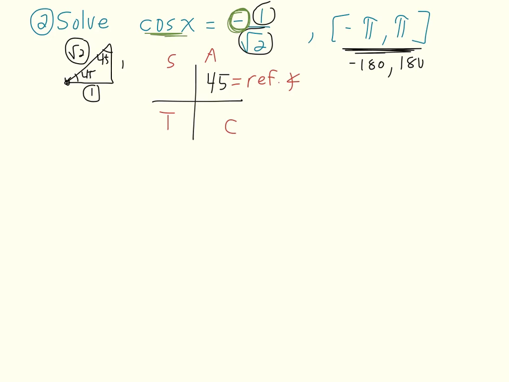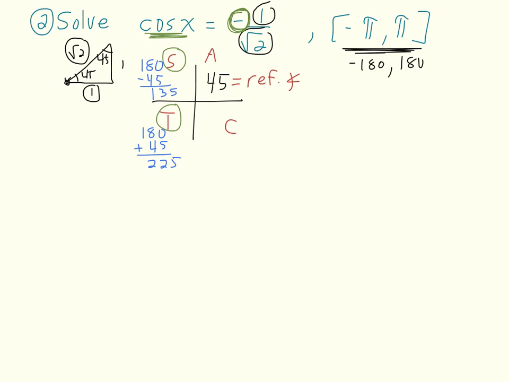So we want to figure out where cosine is negative. Well, cosine is negative in the second and the third quadrants. So we need to find our answers by, in this quadrant, subtracting from 180, so that's going to give me 135. And in this quadrant, we're going to add 180 to the reference angle. So that's 225. Okay. Now, the 225 is outside of my range.